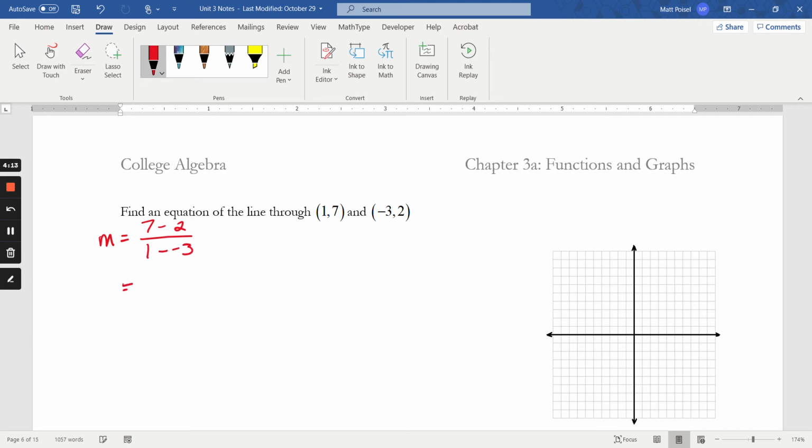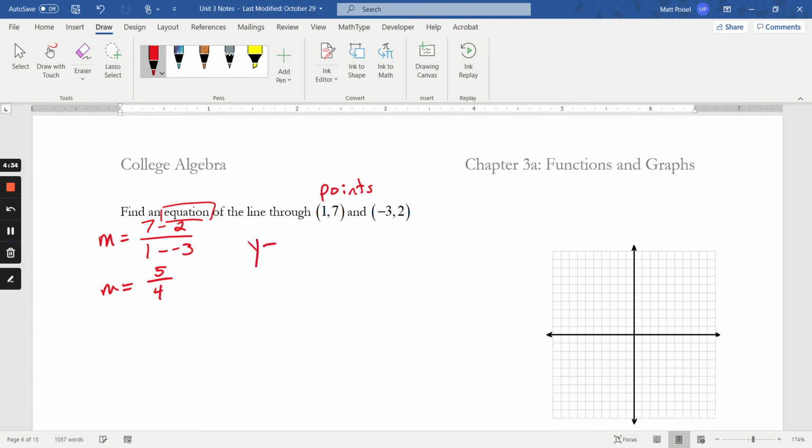So we're going to get 5. 1 minus -3 is 5/4. Okay, so that gives me the slope. These are points. Now, it doesn't tell us what form. It just says find an equation. So I'm going to probably want to use the easiest equation that I can. And in this case, it's going to be point-slope form.